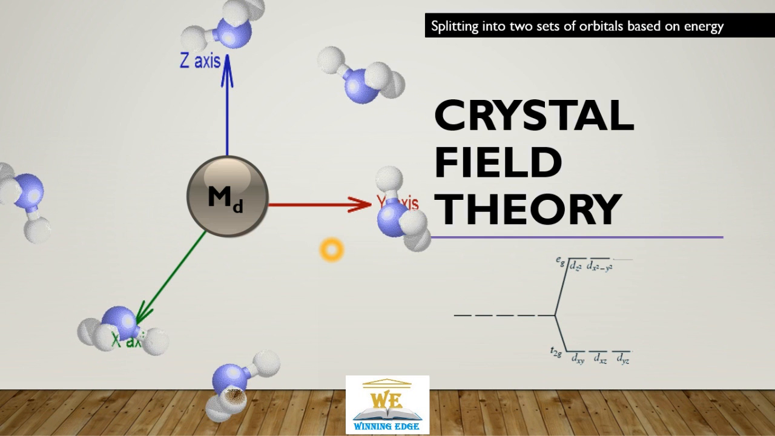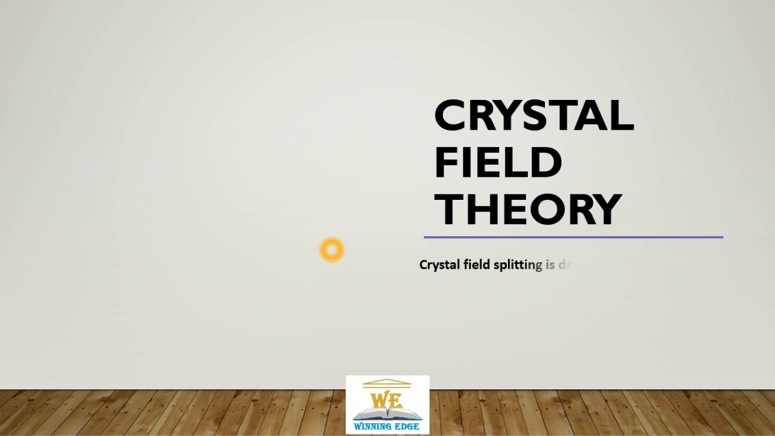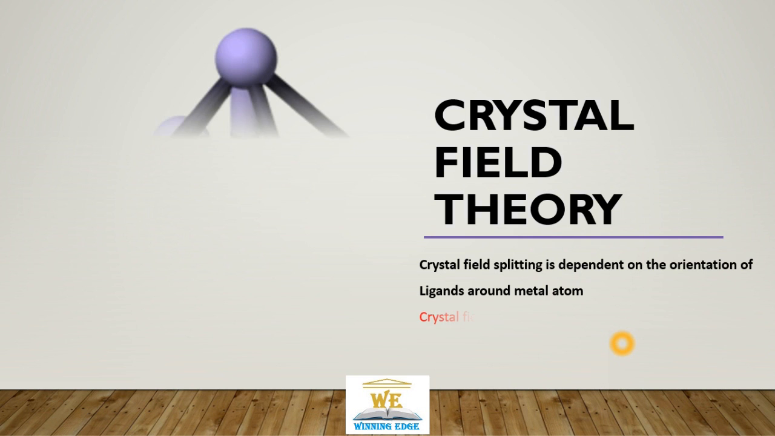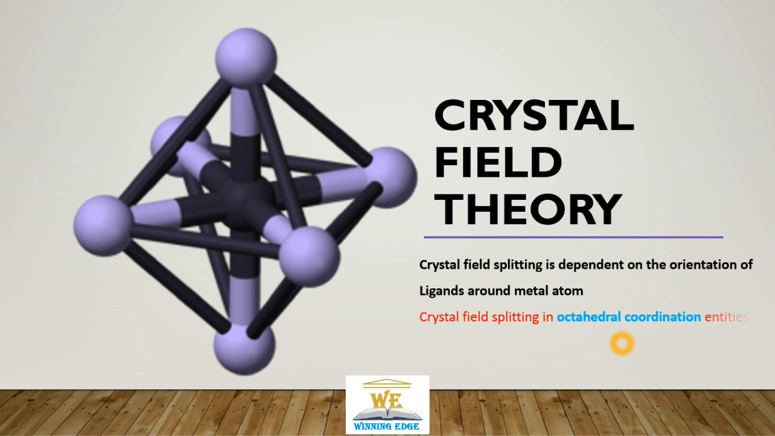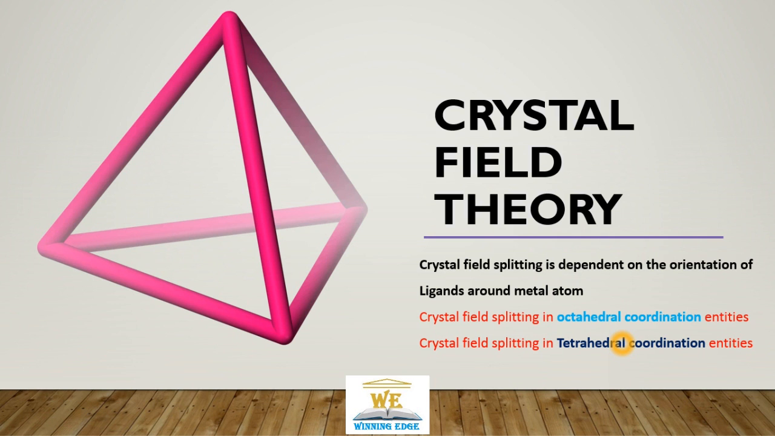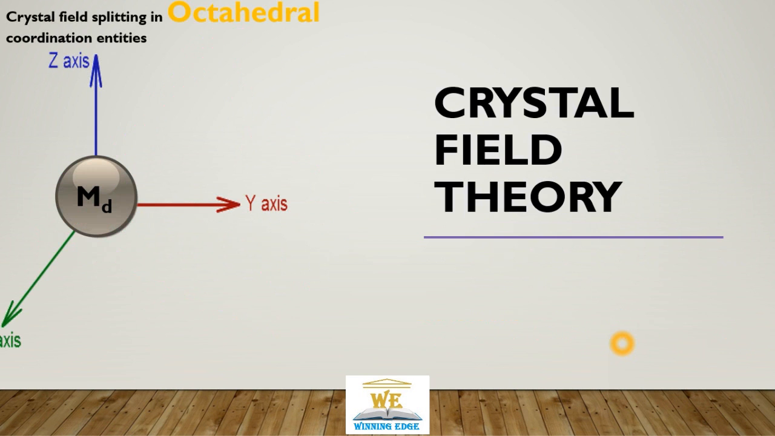We are splitting the orbitals on the basis of energy. So crystal field splitting is dependent on the orientation of ligands around the metal atom. Depending upon the approach of the ligands, our degenerate orbitals will split into 2 levels. This is an octahedral complex. And in case of a tetrahedral complex, the crystal field splitting will be different from the octahedral complex.